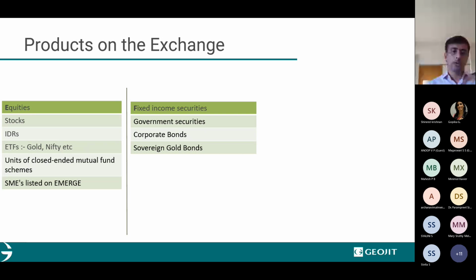Then we have the fixed income securities. Fixed income securities, like it can be government securities, government issuing a 90-day bill or a 365-day bill. We have the corporate bonds, bonds which are issued by the companies. Then we have the sovereign gold bonds. Okay, sovereign gold bonds have been a very good trend in the market, because sovereign gold bonds are basically bonds which are issued by RBI. The main benefit of sovereign gold bond is that you can take 2.5% interest every year. So every year RBI gives you 2.5% apart from the appreciation of your gold.